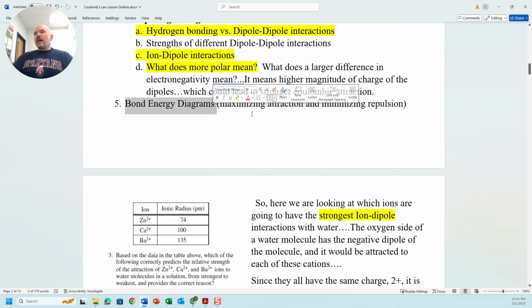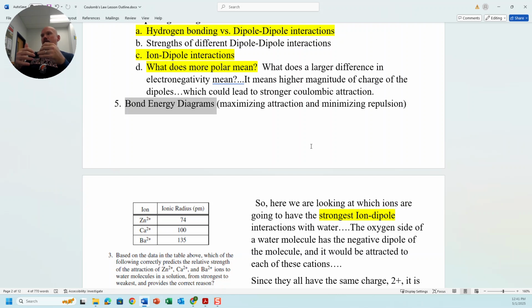And then bond energy diagrams, I'll show you an example of those, but those are the ones that show you the best distance between two atoms when they're bonded to each other to maximize attraction and minimize repulsion. Because when those bonds form, the attraction you're forming is the electrons of one cloud interacting with the nucleus of the other atom, and so that's the new attraction that's being formed when you form a bond.